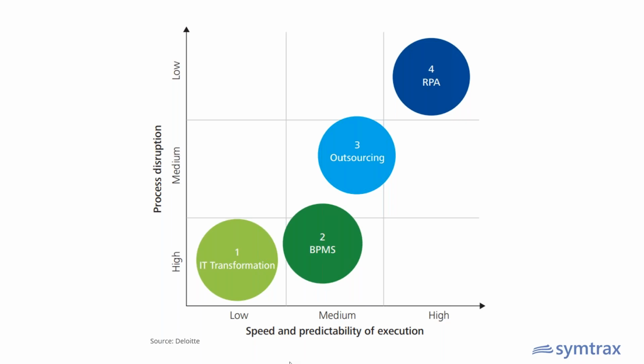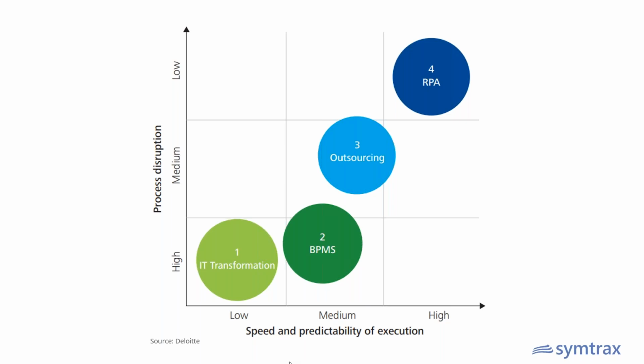But on the other hand, for RPA or for Symtrax, we don't disrupt your process. For example, if you have been doing a certain process from A to B to C, we will help you to automate A to B to C. There will be no changes in your team. Your team doesn't need to be retrained. And for the speed and predictability, as you can see from the demo just now, it is a lot faster.